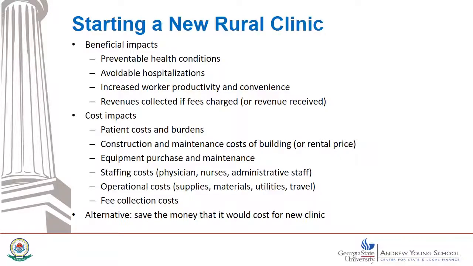For each item listed, we would need to assign a monetary value. I suggest that a way to monetize each one is to do it for a single patient. That amount then could be aggregated up to the size of the group expected to be served.